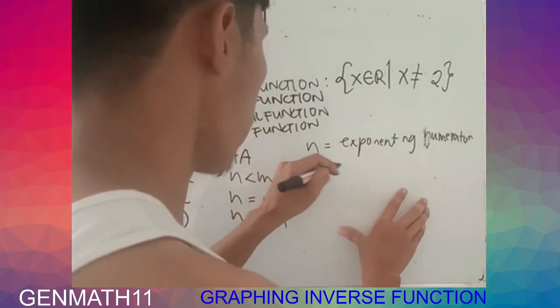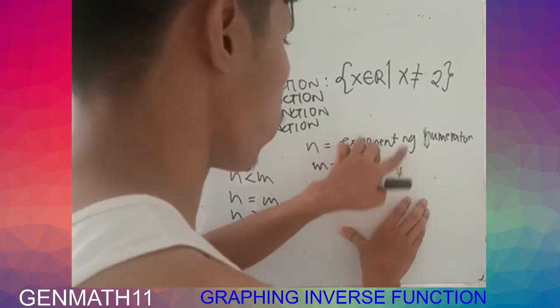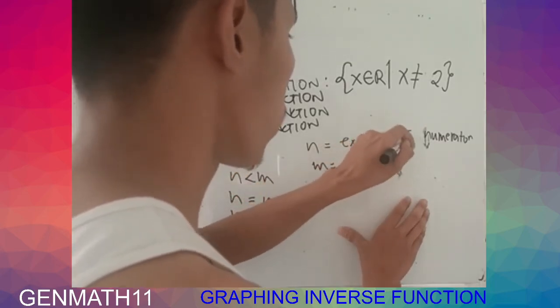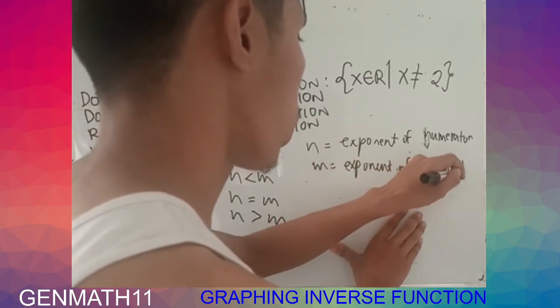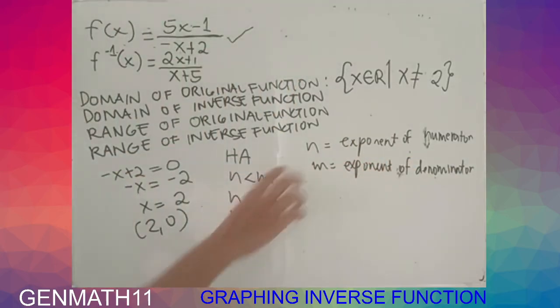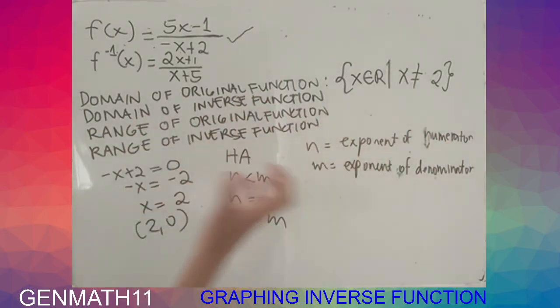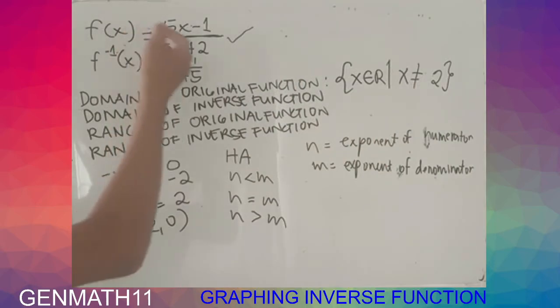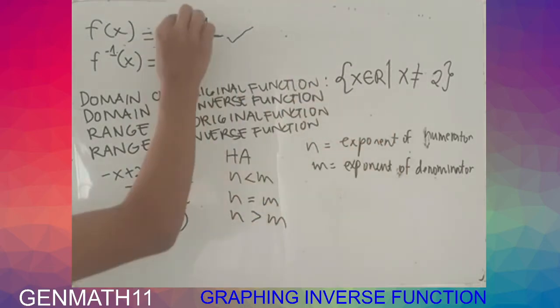Then, m is the exponent of the denominator. Okay. So, n is the exponent of the numerator. So, what I'm saying here is, the exponent is the exponent of the leading term of the numerator. So, our leading term is 5x. Then, our exponent there is 1. So, the value of our n is 1 here.